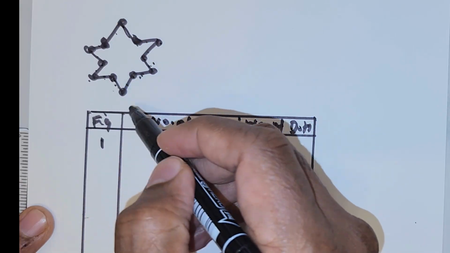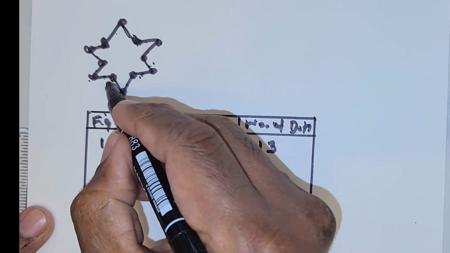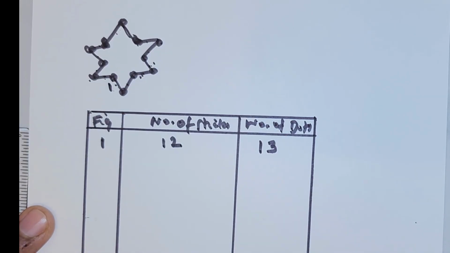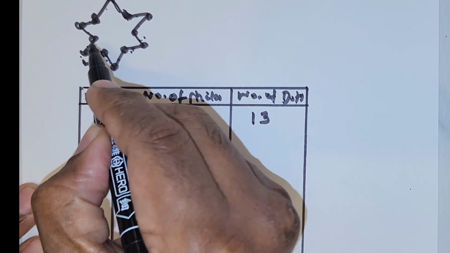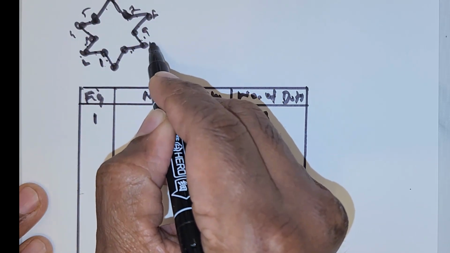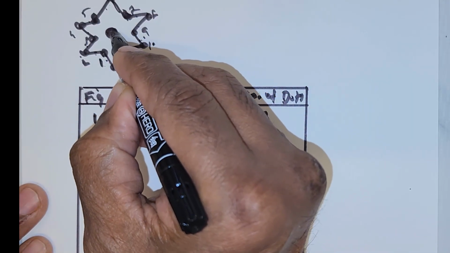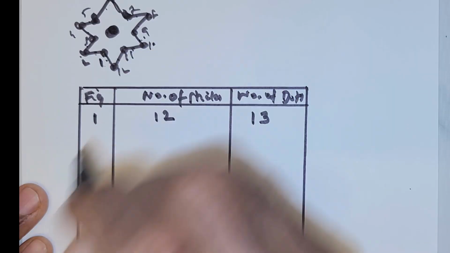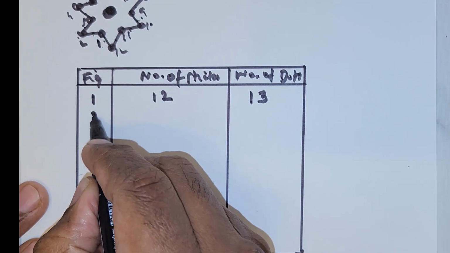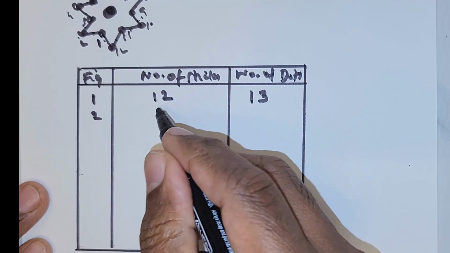Right, so it's given as 13. So let me count it one more time. So it's going to be 1, okay, 2, 3, 4, 5, 6, 7, 8, 9, 10, 11 and 12, right? So there are 12 dots, but this figure also has a dot in the center, so that's why it's given as 13 dots. Okay, so that's the explanation of the data that we are being given. So let me go and fill up the table.